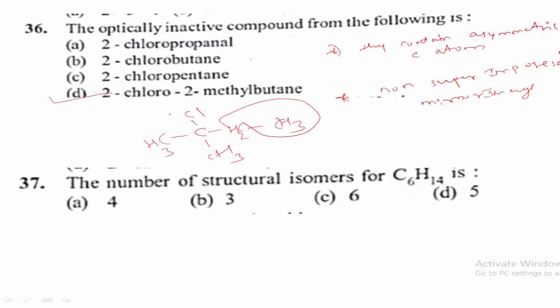Okay, the question is about the optically inactive compound, is it right? Yes, this one is CH3 and this one is CH3. Students, you know the concept, which type of compound shows optical activity? They contain an asymmetric carbon atom. Now you write the structure, does it contain an asymmetric carbon atom or not?